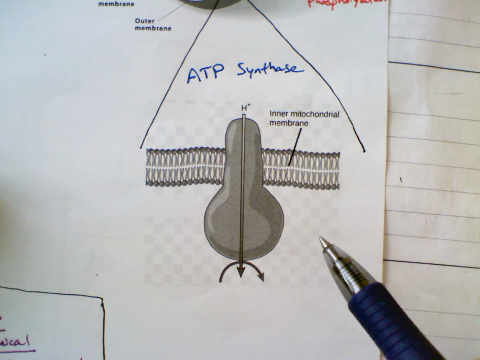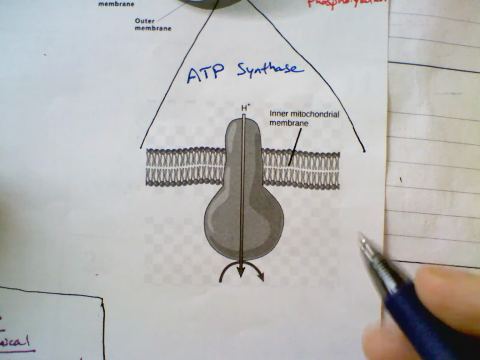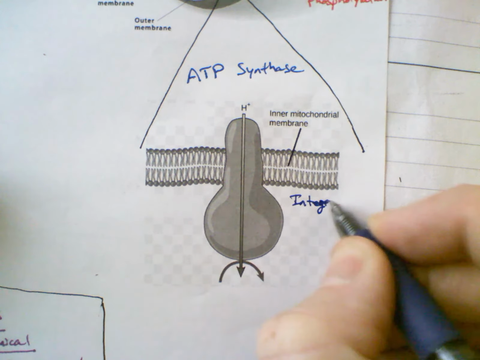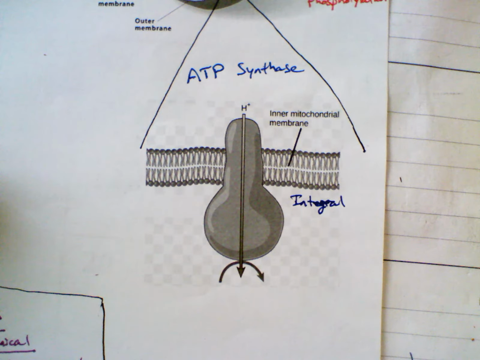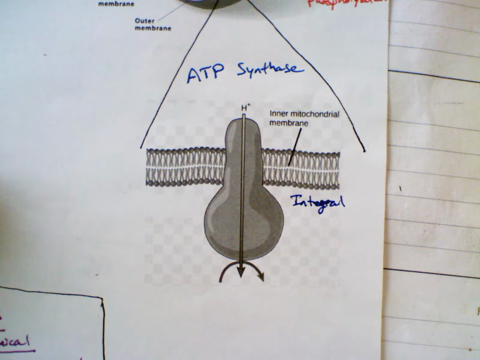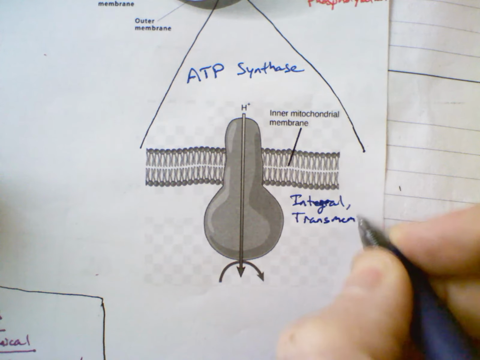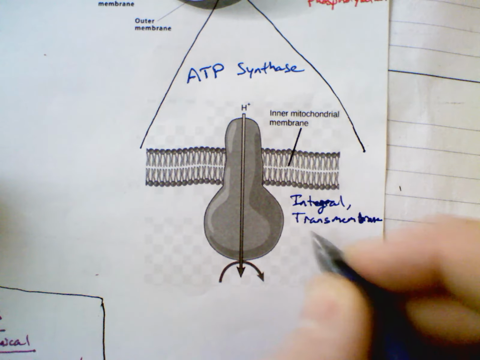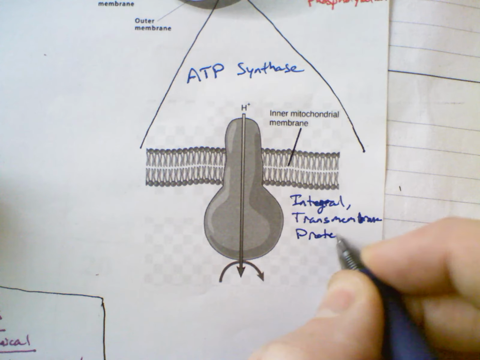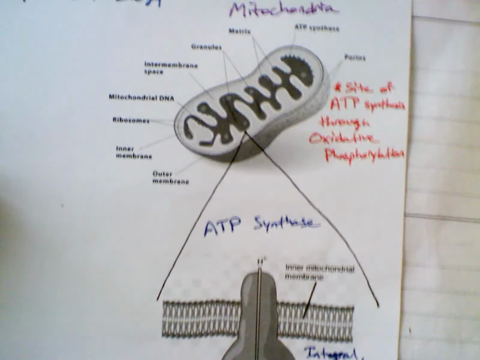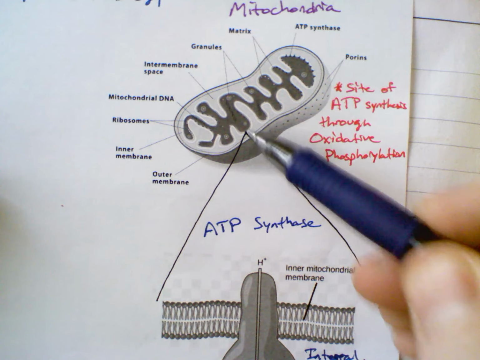Looking at it, is it an integral or peripheral protein? It is an integral protein. Is it transmembrane or not? It is transmembrane. So it is an integral transmembrane protein. And again, this is found in the inner membrane of the mitochondria. This is not out in the cell membrane of the whole cell. This is inside the mitochondria on that inner membrane. Right there. We're zoomed in. Okay.